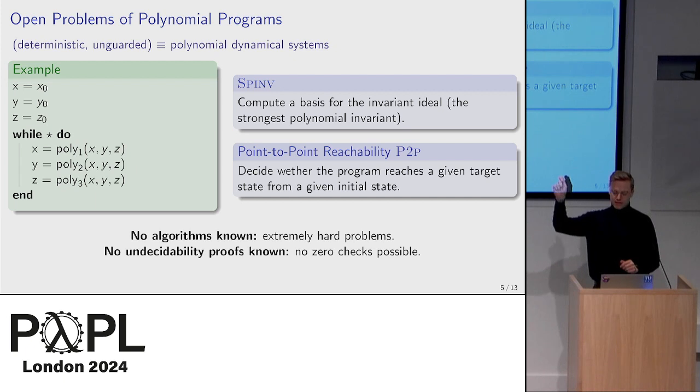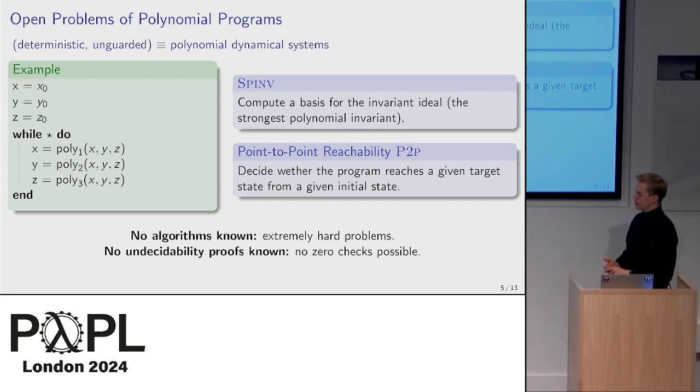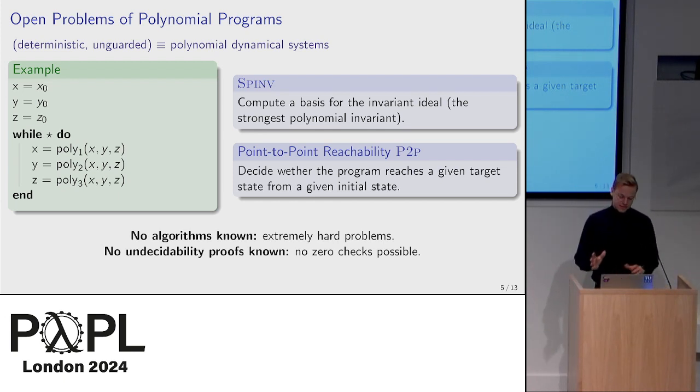You're given a point in the state space, and the question is, does this loop ever reach this target? So there are no algorithms known, but also no undecidability proofs. And the problems are believed to be very hard, and I'm going to show you that they are very hard. But there are no undecidability proofs, mainly because you cannot do a zero check in this program model.